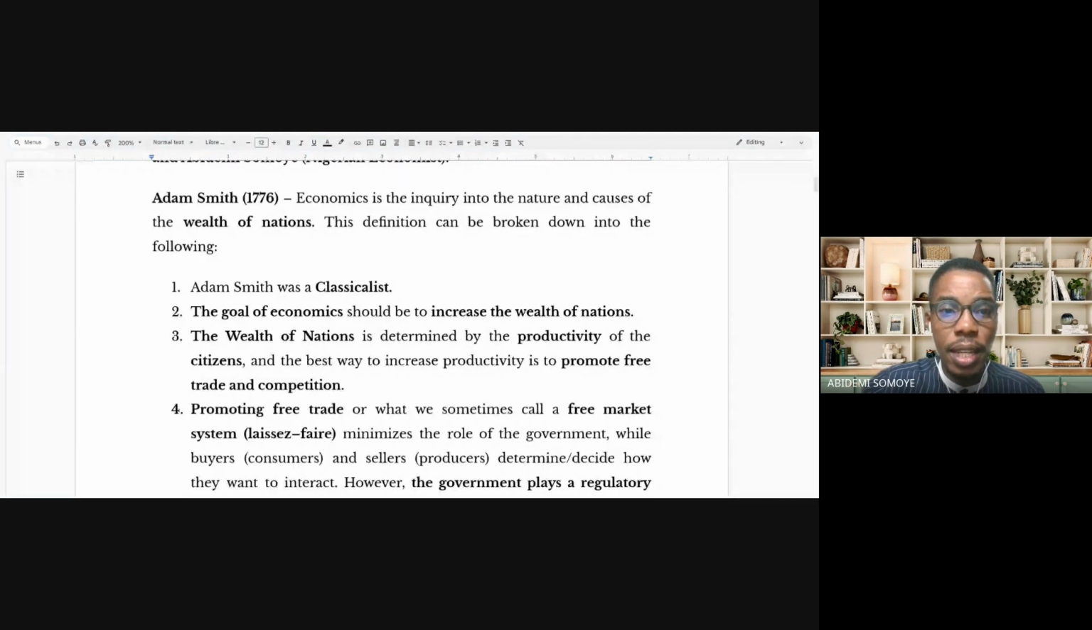So the definition of Adam Smith was basically talking about the production of goods and services. It says here that the goal of economics should be to increase the wealth of nations. The wealth of nations is determined by the productivity of the citizens, and the best way to increase productivity is to promote free trade and competition. For you to promote free trade and competition, the people or the businesses must be constantly engaged in the production of goods and services.